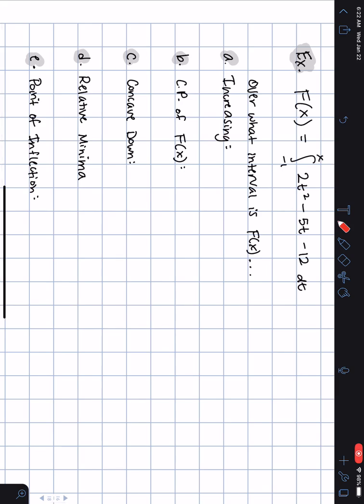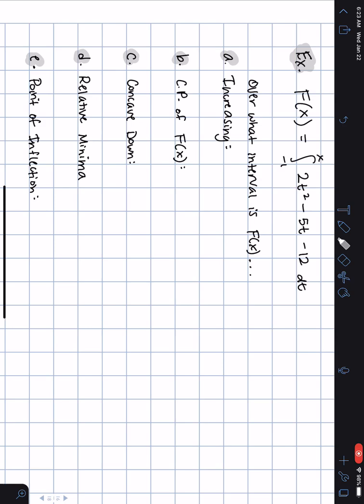the integral from -1 to x of this function 2t squared minus 5t minus 12 dt. And just keeping in mind that this is very normal to have these letters, the t's here, but then the x in the area function, and really those t's are just a dummy variable and they do not matter. But the question says, over what interval is big F of x increasing? Later we'll find where it's concave, its minima, point of inflection, and so on.